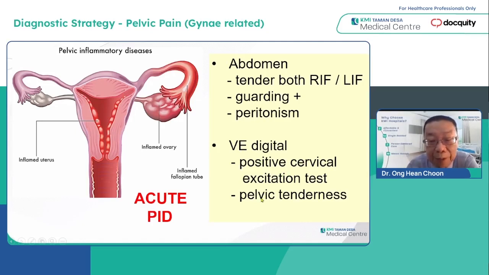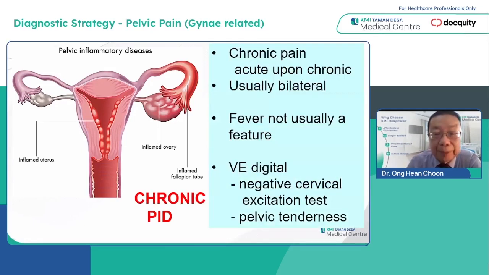Now, of course, if you do a bimanual examination, you may feel pelvic tenderness in the pelvis. So this gives you the clue that you're dealing with an acute PID.